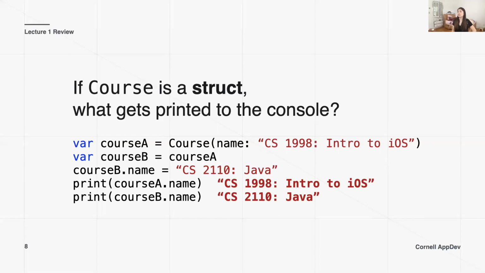The reason for this is, struct is a value type. What this means is that variable values are copied over. So when you say course B is equal to course A, B is copying the value of course A. But then when you change the name of course B, you're only changing course B's name. So course A's name stays the same as it was before. That's why course A's name is still Intro to iOS, whereas course B is Java.